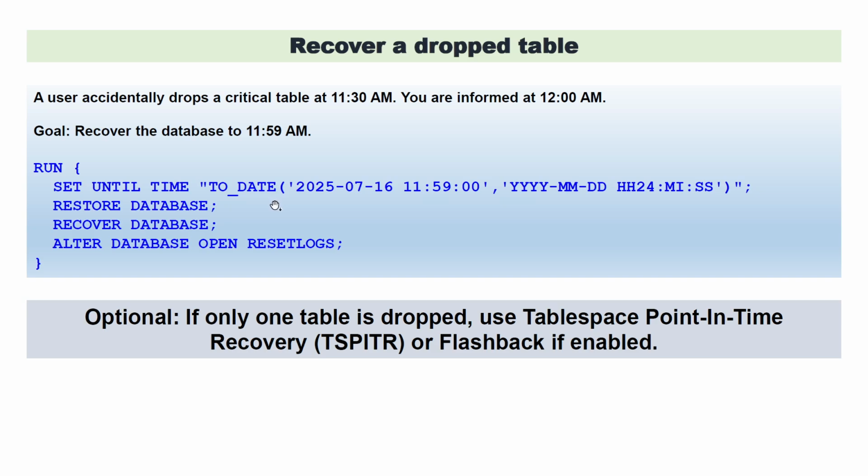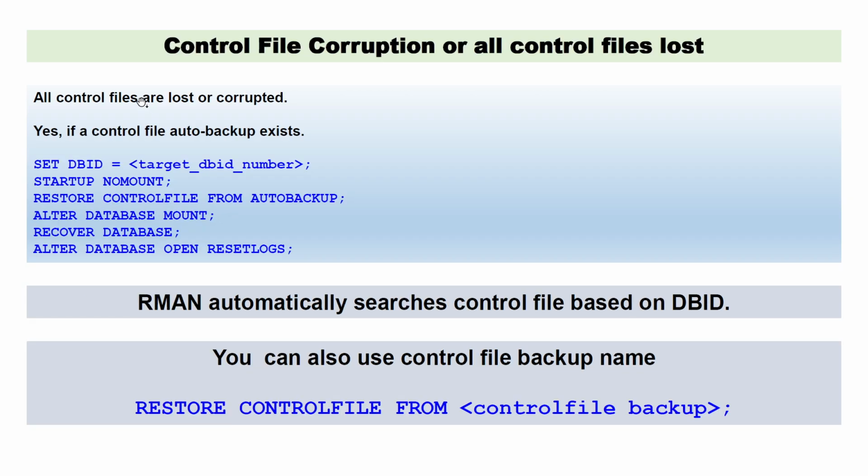If your user has dropped a table and you have been informed, then you can do a point in time recovery to a minute before the user dropped it. Let's say the user dropped the table at 12, then you can recover to 11:59, which will recover the dropped table. Remember, if only one table is dropped, use tablespace point in time recovery or flashback if enabled. There are other methods of recovering a dropped table.